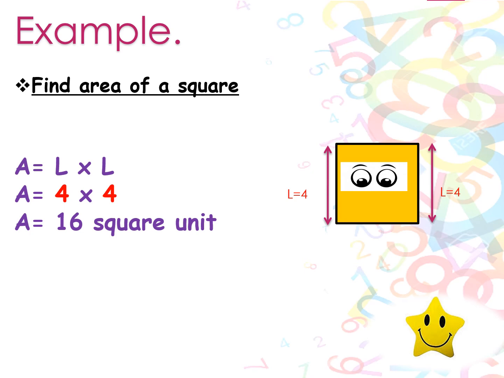Let's have a quick example. You can see the length of each side is 4. By using our formula, we have to multiply 4 multiplied by 4. And the result is 16 square units.